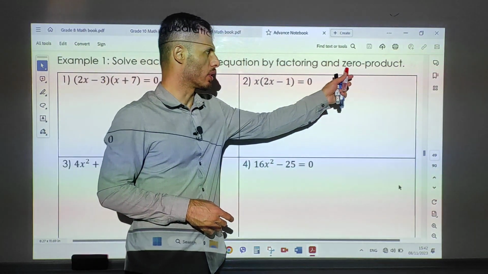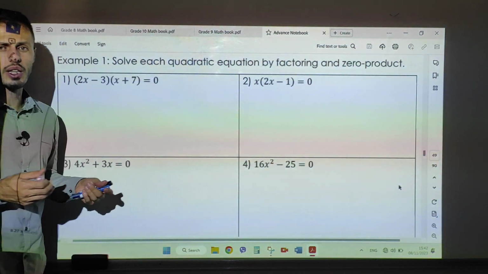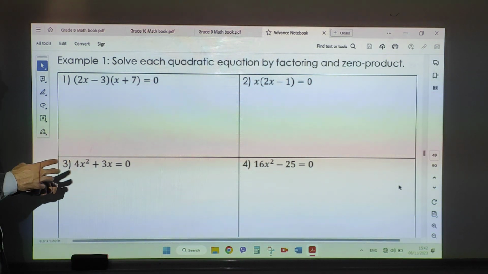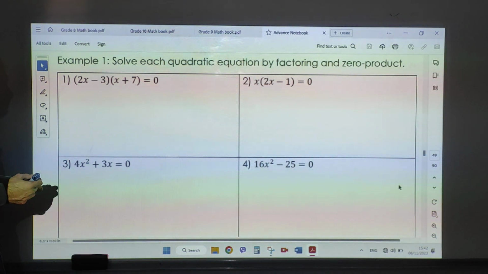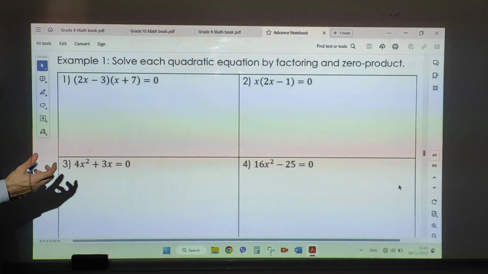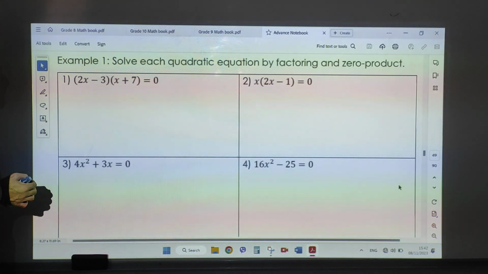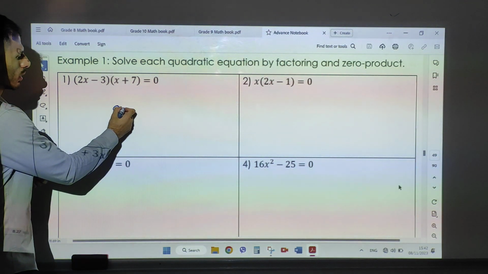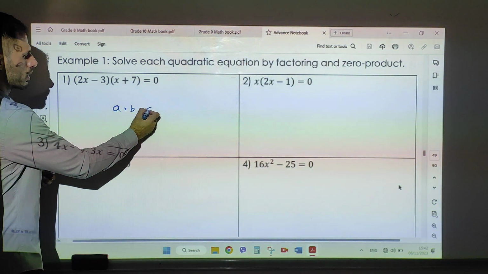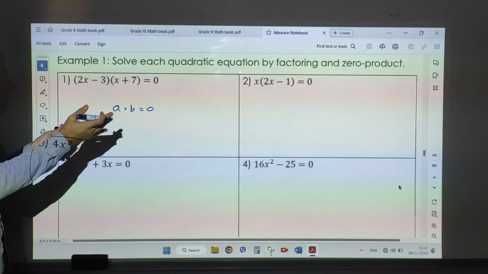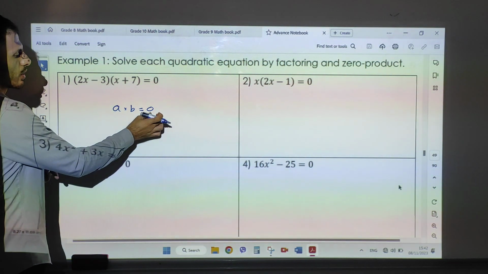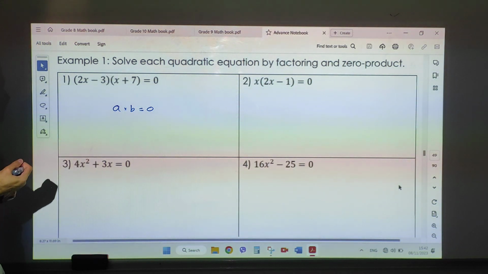What's the meaning of zero product? Zero product means multiplication of two things, two numbers, two brackets equals zero. The result of multiplication of two things equals zero. When we say any two numbers, for example a multiplied by b equals zero, they are two different numbers. Any two numbers that you like you can put.